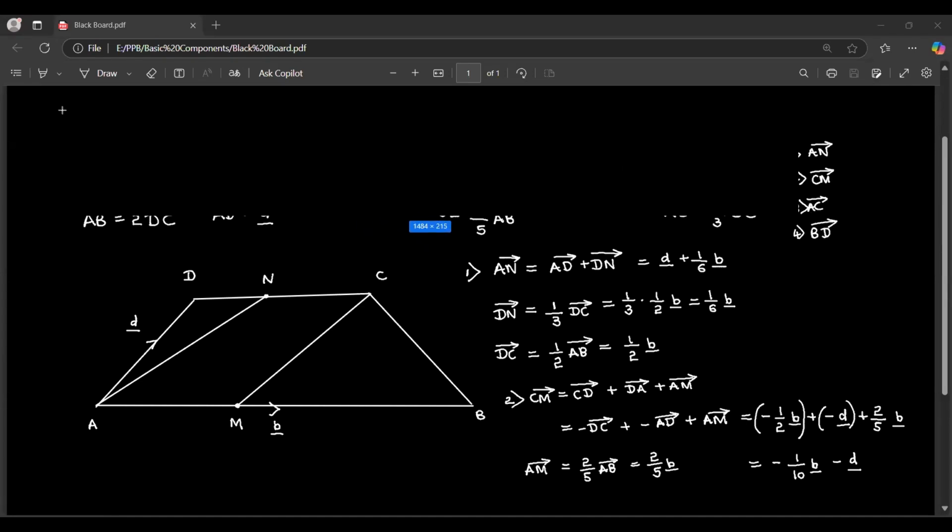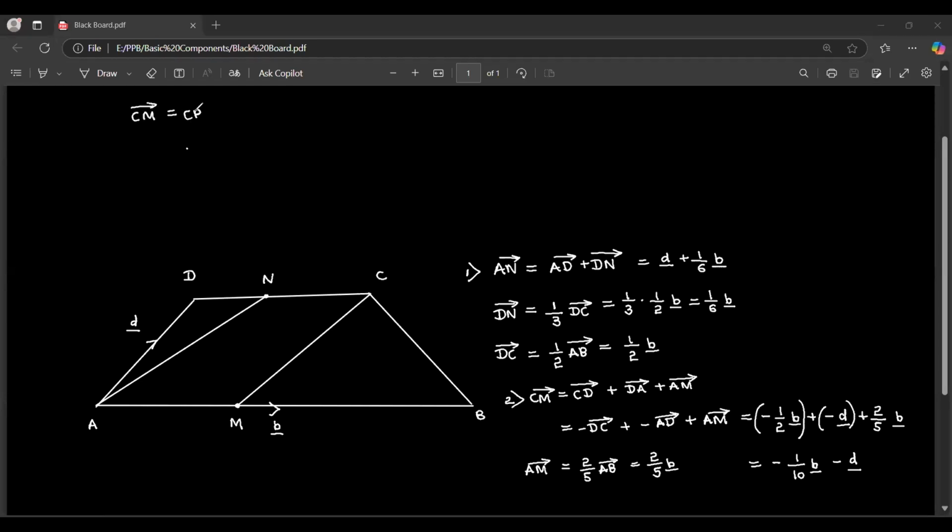AC and BD are the diagonals. Okay. So, another way to find this out is we need to find CM. To find CM, we can say CD plus DM. That is also doable. Yes.